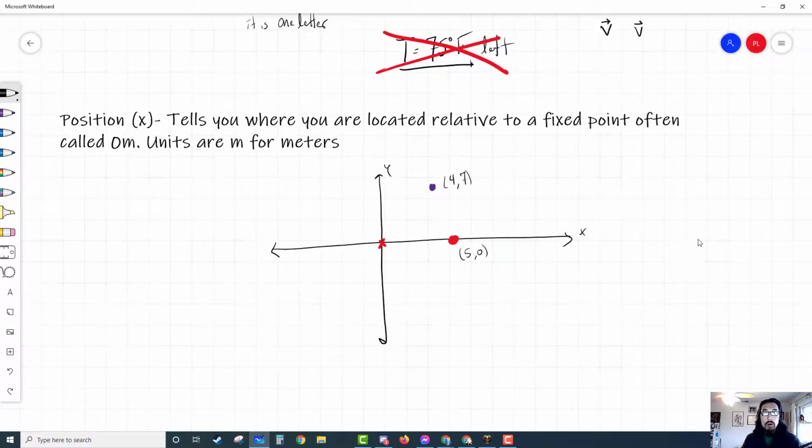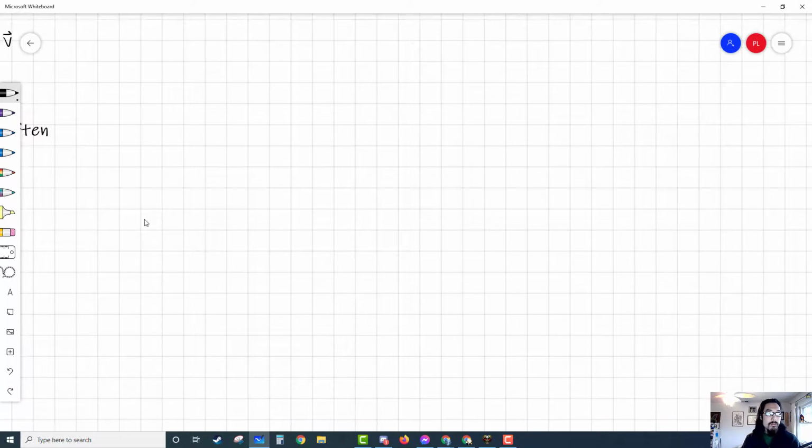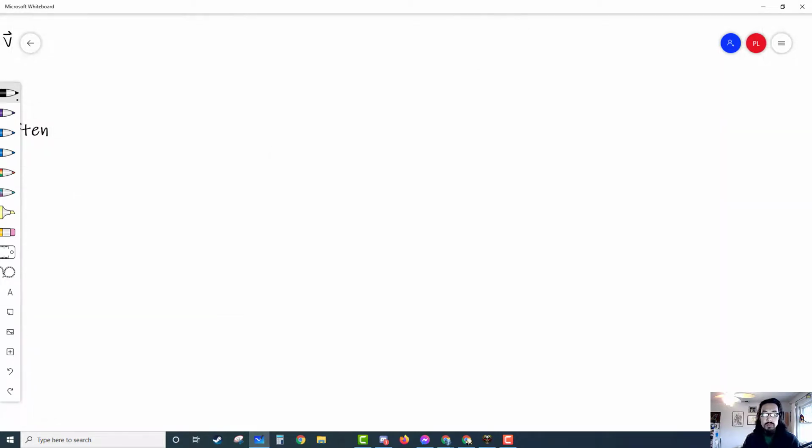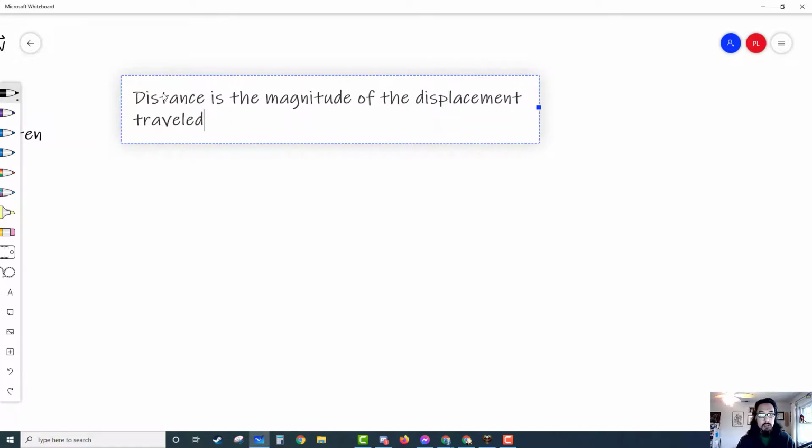Now what about distance? So distance, there's not a fancy physics definition for distance. It's what we know and how we use distance in our everyday language. So let's come up with an everyday kind of definition for distance. Distance is the magnitude of the displacement traveled between two positions.